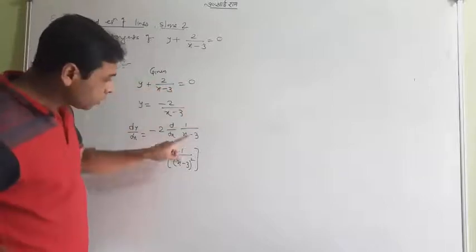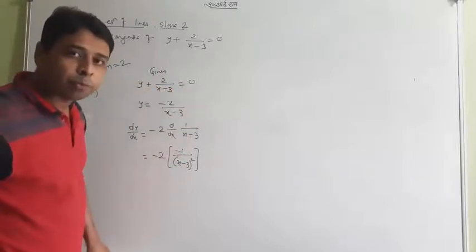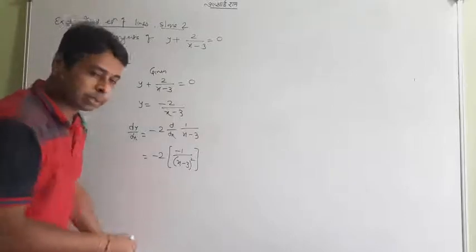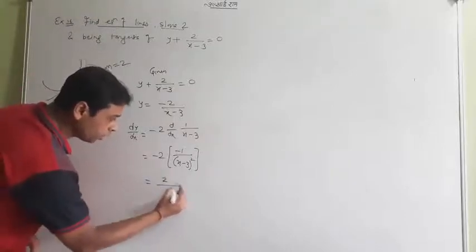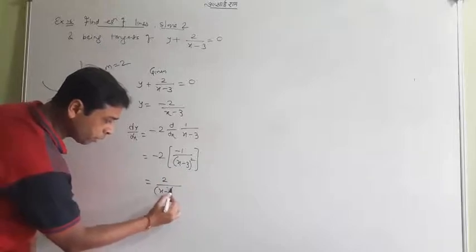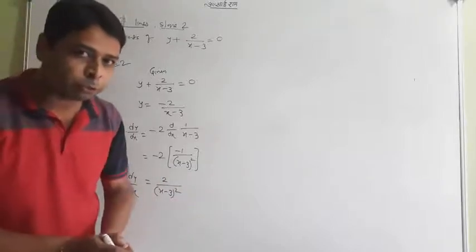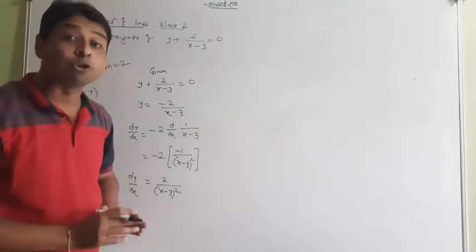Or you can take (x minus 3) upside, as (x minus 3) whole power minus 1, and use the power form. You will get the same answer. So overall you got the answer 2 upon (x minus 3) whole square, and this is your dy by dx. Now I am going to find the slope.